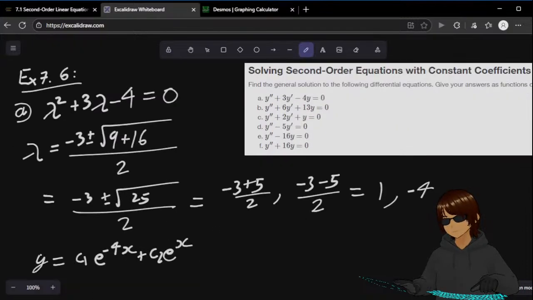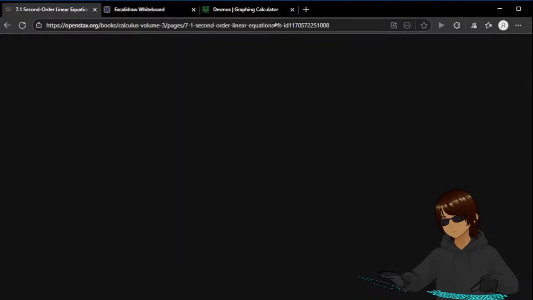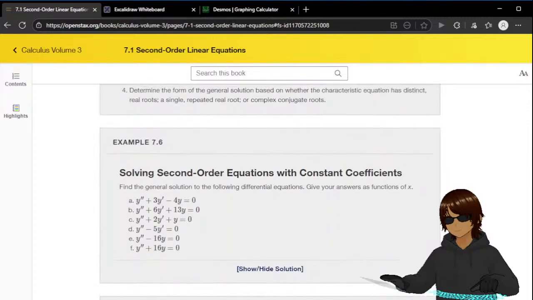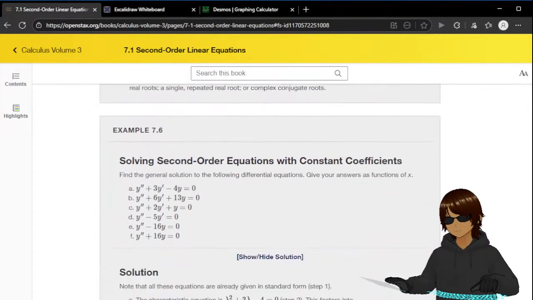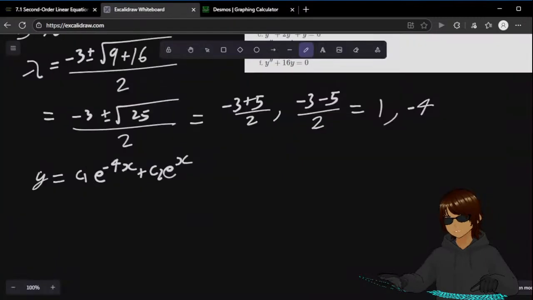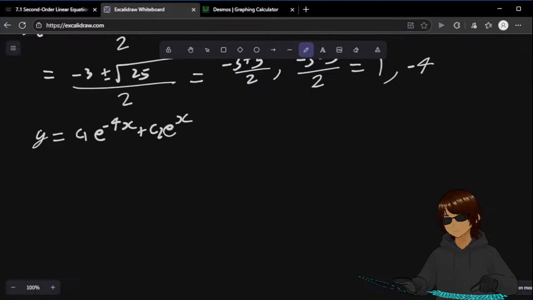Does this work? Yeah, let's see just the first one. Okay, this is correct. So let's try B.